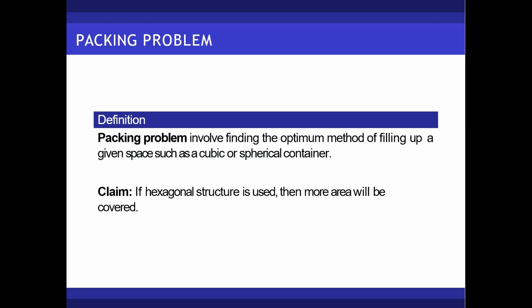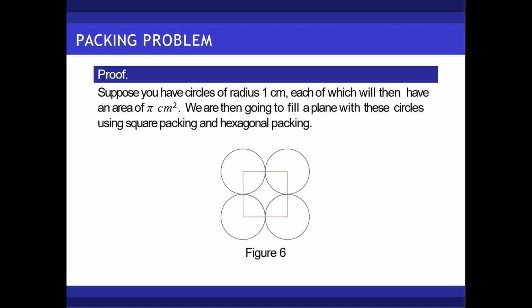Next, packing problem. Packing problems involve finding the optimum method of filling up a given space, such as a cubic or spherical container. So we have a claim here: if a hexagonal structure is used, then more area will be covered. So let's have the proof.